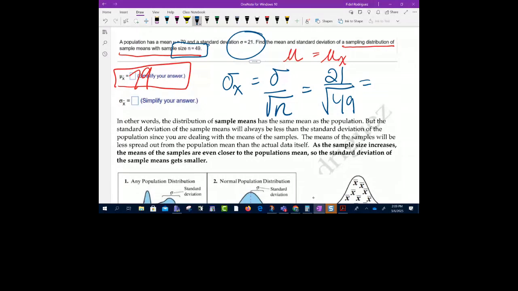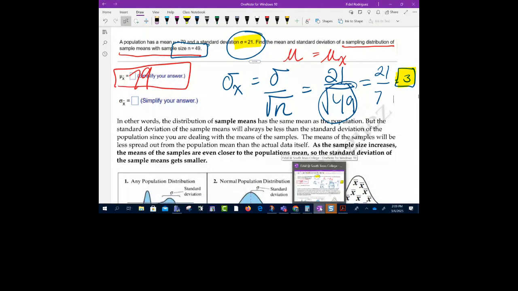So if we take this, it's 21. Anybody know what's the square root of 49? 7, right? What's 21 divided by 7? 3. Now I'm going to ask you a question. Is my standard deviation of my sample means bigger or smaller than our original standard deviation? What was our original standard deviation? 21, right? And the one that we got now? 3, right? So what does that tell me? My standard deviation of my sample means is going to be a smaller number.